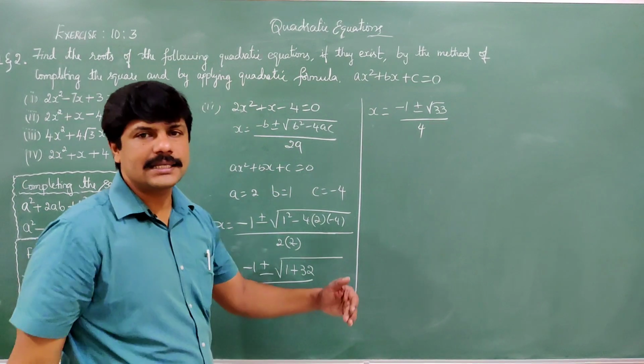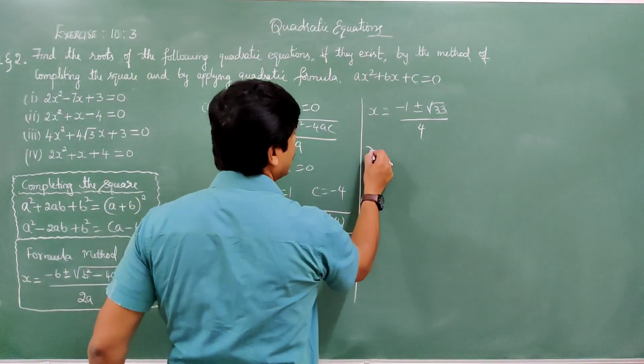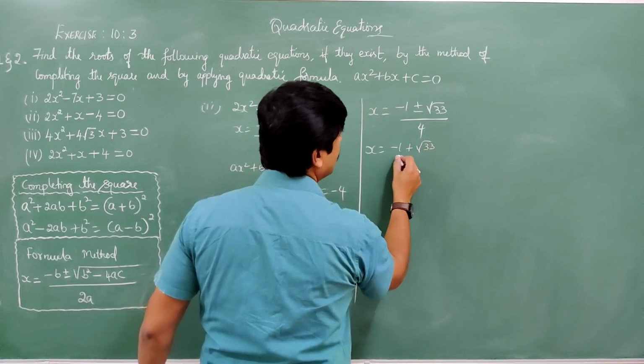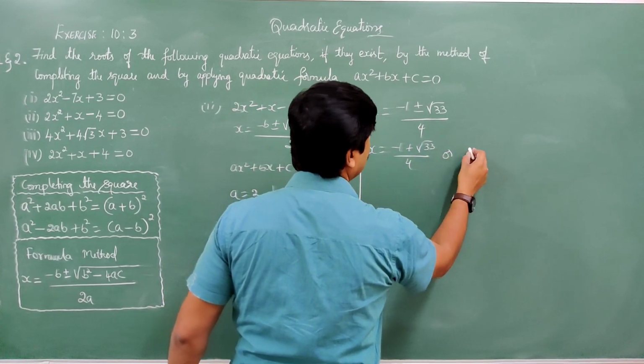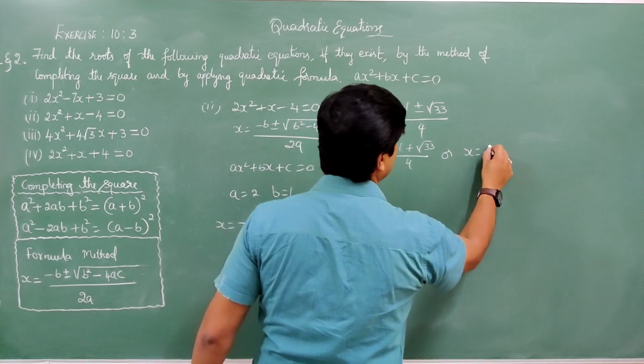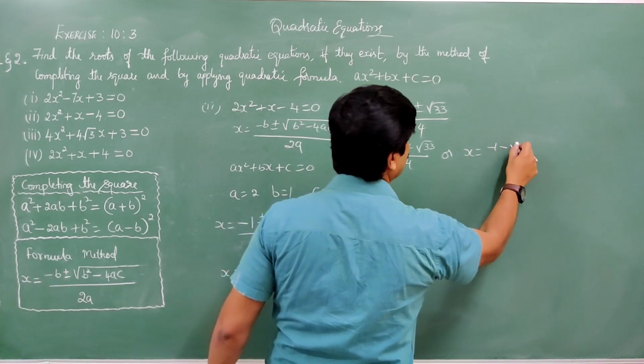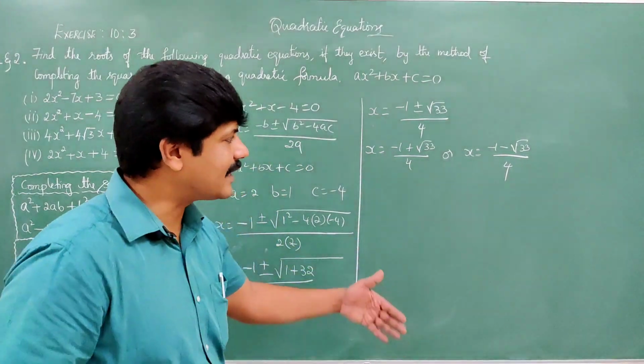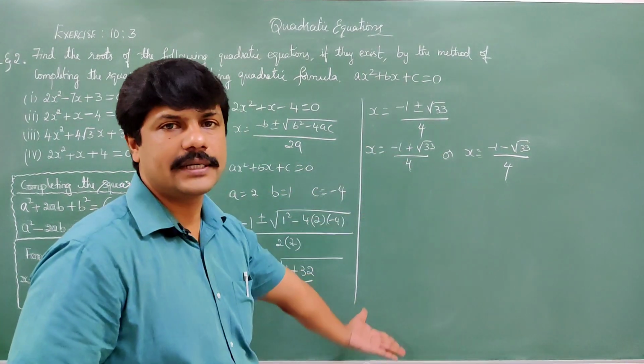Since plus or minus is there, we are going to split it now. x = (minus 1 plus root 33) by 4, or x = (minus 1 minus root 33) by 4. We cannot go for any further simplification. That's all it is. Understand?